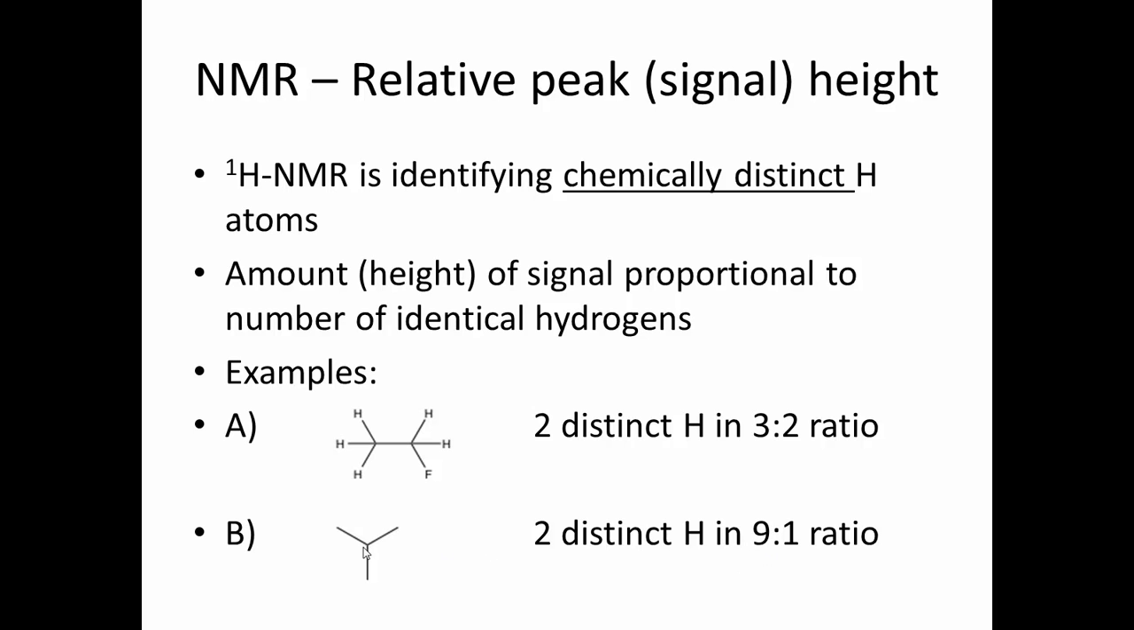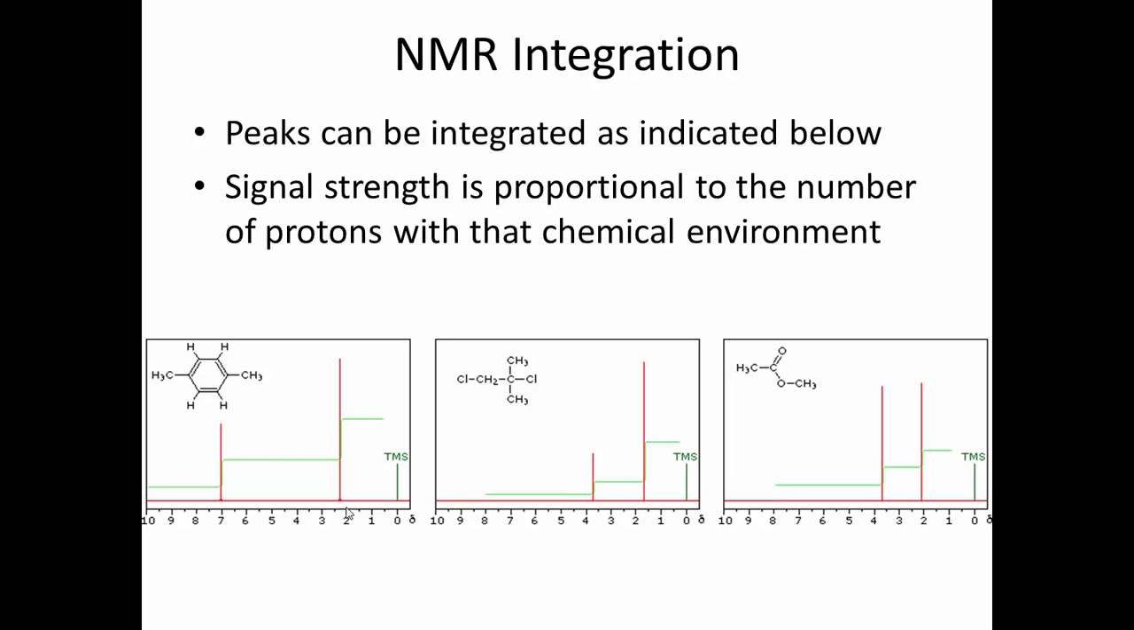So if we ran NMR on this, we have 2 peaks. One is 9 times higher, taller, than the other one. So the peaks of the methyl groups, the CH3s, are going to be 9 times taller than the peak of this CH here. So your NMR software will integrate your peaks, and that is what will give you the peak height. Again, the signal strength is proportional to the number of protons with that chemical environment.